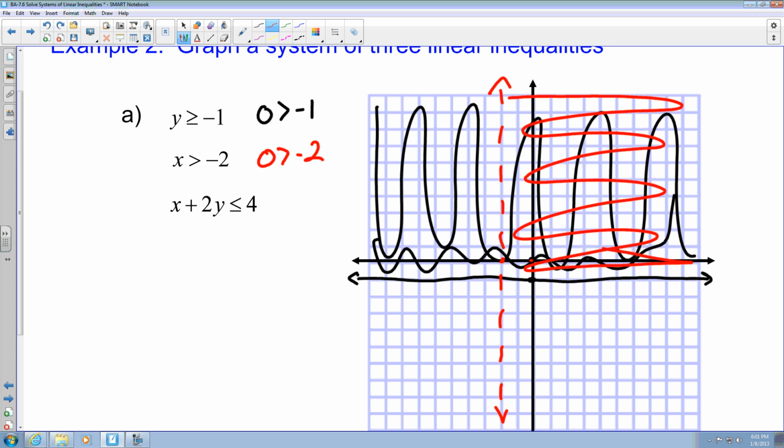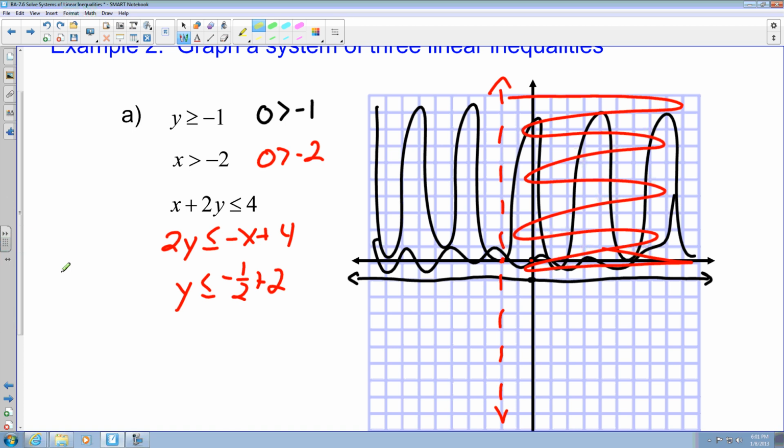My last inequality is not in y equals mx plus b form, so I need to get that. So I got 2y. I'm going to subtract x from both sides, which gives me 2y is less than or equal to negative x plus 4. If I divide everything by 2, I have y is less than or equal to negative 1/2 x plus 2.